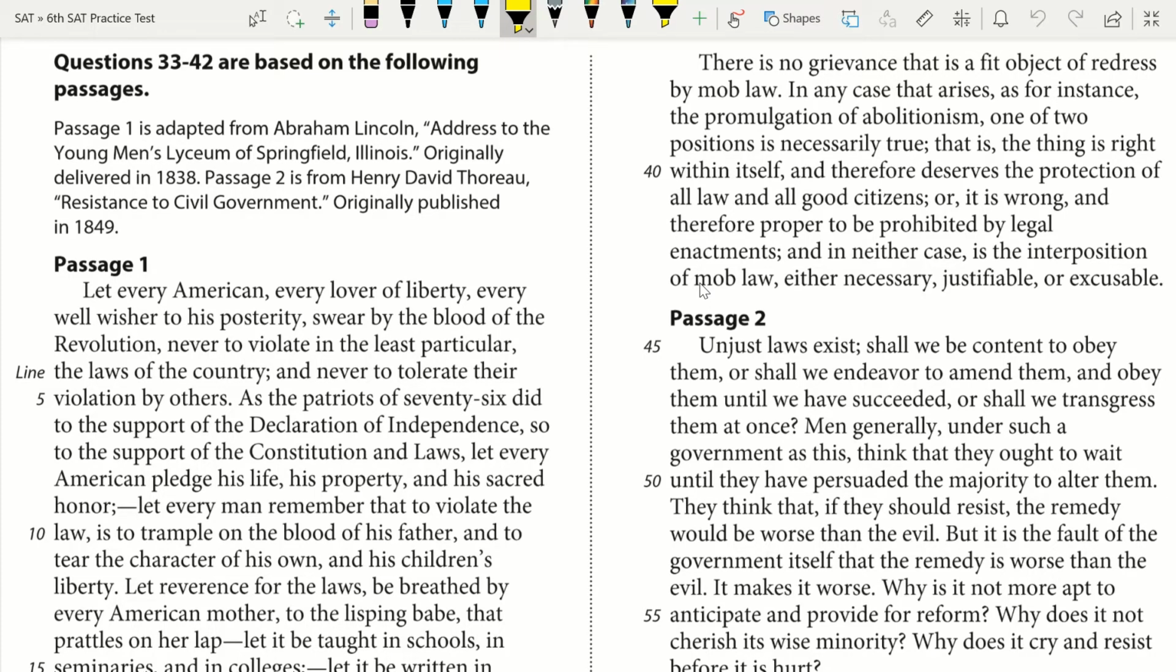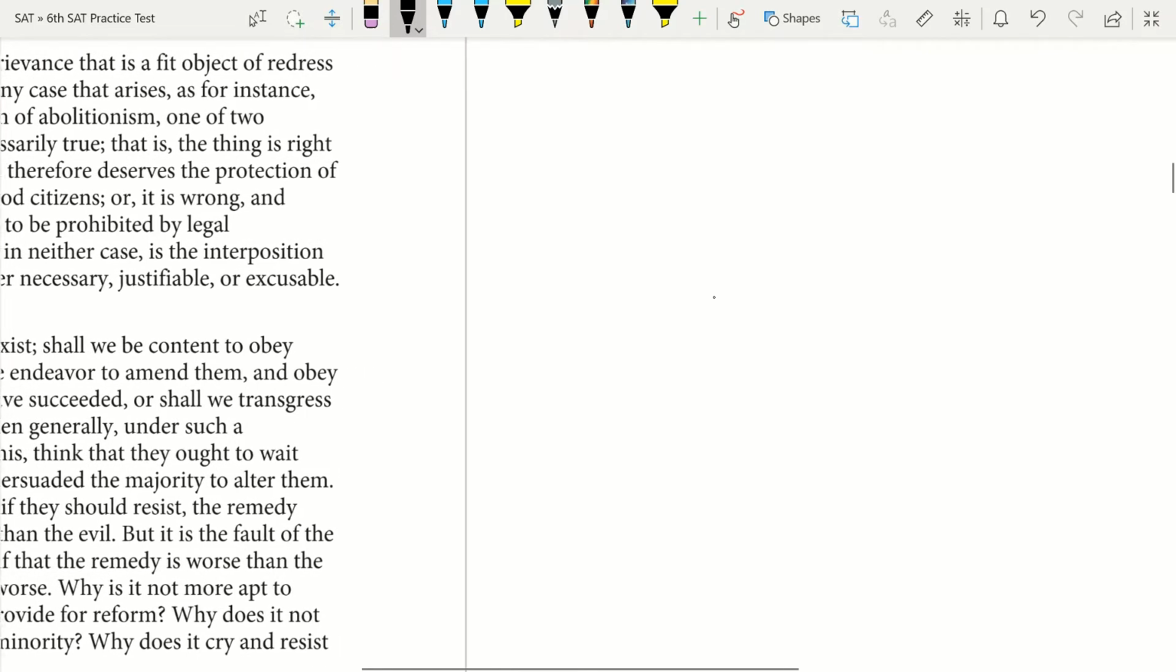So I guess one other thing I should quickly clarify is how I approach the two passage sections because it's different. What I do is I read passage 1 first. I'm going to move over to my other side real quick and just show you how I approach this.